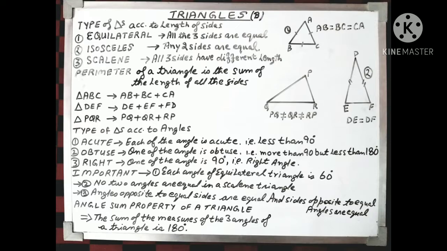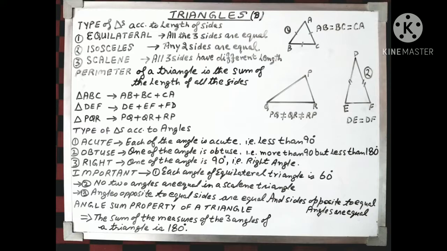If you see the three diagrams I have drawn, the first one is an equilateral triangle in which AB is equal to BC is equal to CA. In the second diagram, we have triangle DEF where side DE is equal to DF. And in the third diagram, triangle PQR has PQ not equal to QR not equal to RP. I hope you got the concept.